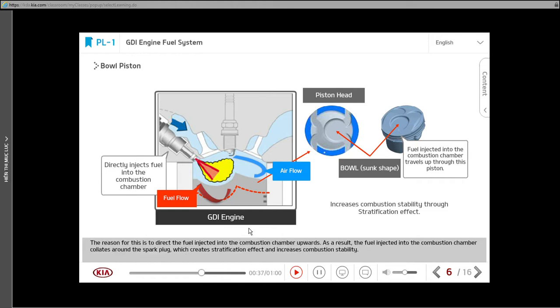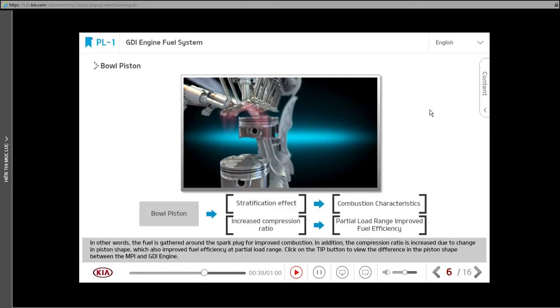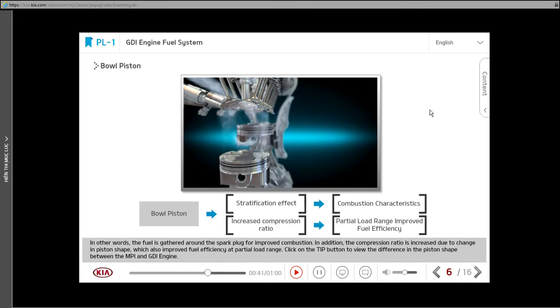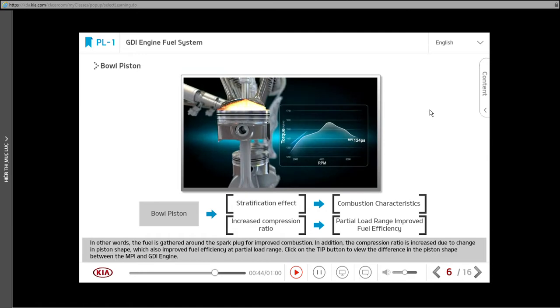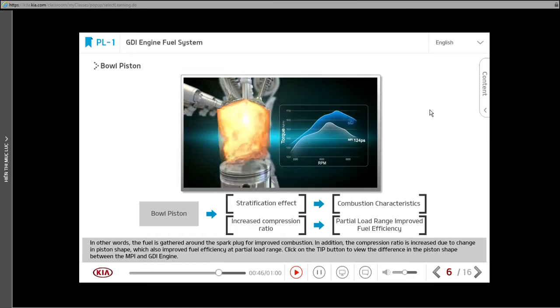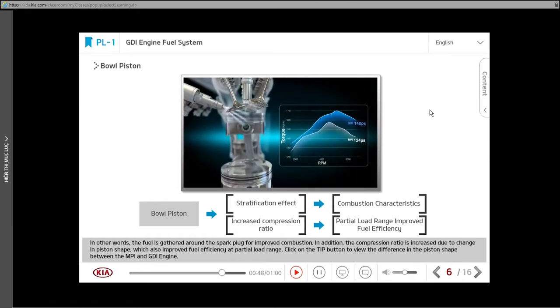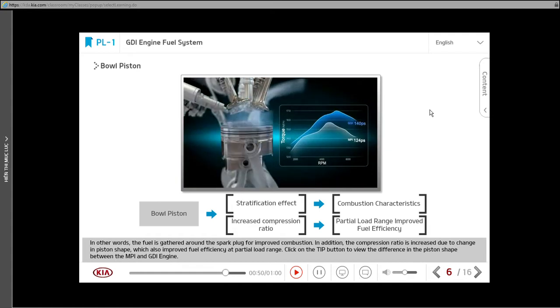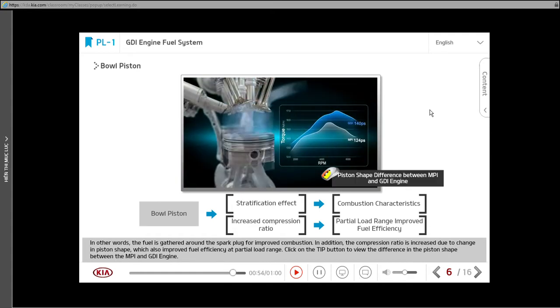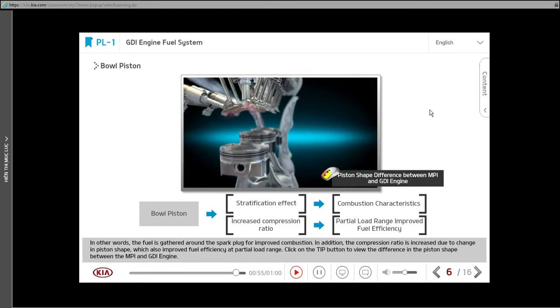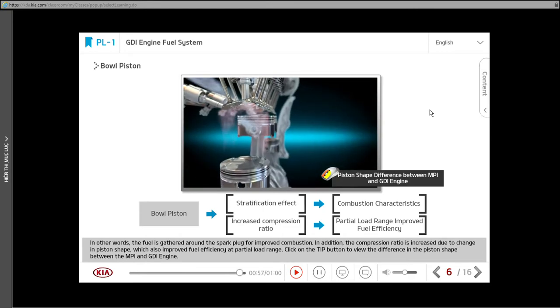Stability. In other words, the fuel is gathered around the spark plug for improved combustion. In addition, the compression ratio is increased due to change in piston shape, which also improved fuel efficiency at partial load range. Click on the tip button to view the difference in the piston shape between the MPI and GDI engine.